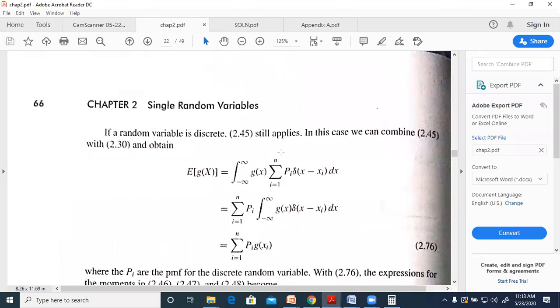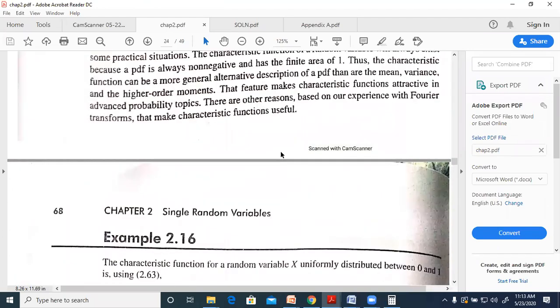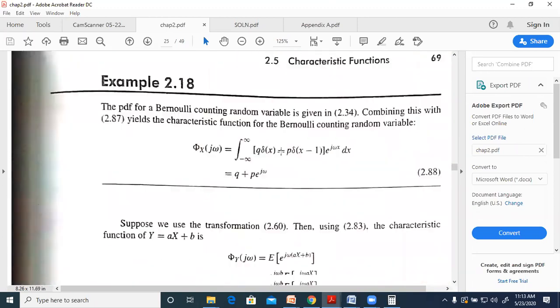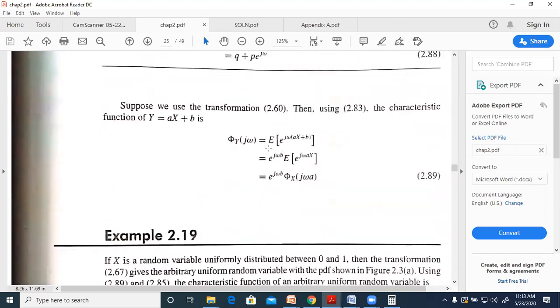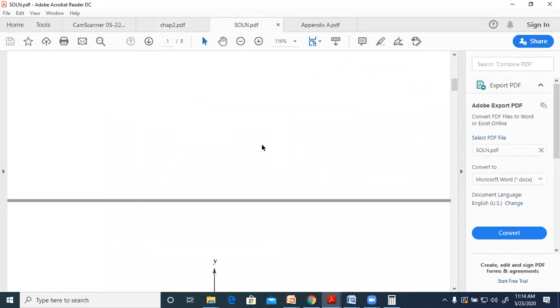2.89 is much further down. 2.89 is here. Yes, this is 2.89. So if you substitute it over here, that is e to the power of j omega (a x plus b), whatever quantity you have written, in place of a, I think it is sigma x, and in place of b, it is mu x. If you substitute that, you'll get this whole format like this. So it's as simple as that. So that is question number 70.